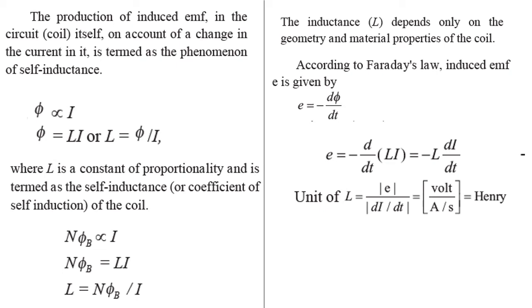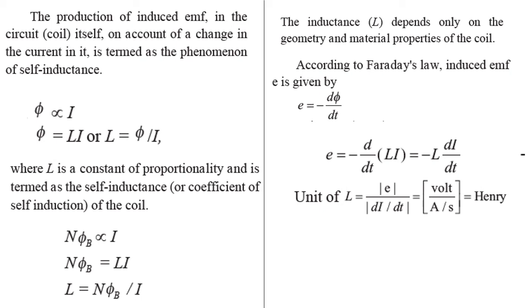Therefore, the magnetic flux that is linked with the coil is directly proportional to the current flowing through that coil. Therefore, if you remove the proportionality sign, you will get a proportionality constant, say L. Therefore, we can write the above equation as phi is equal to L into I, where L is called the constant of proportionality, and it is the ratio of magnetic flux produced to the current flowing through the coil. This L is also known as the coefficient of self-induction.